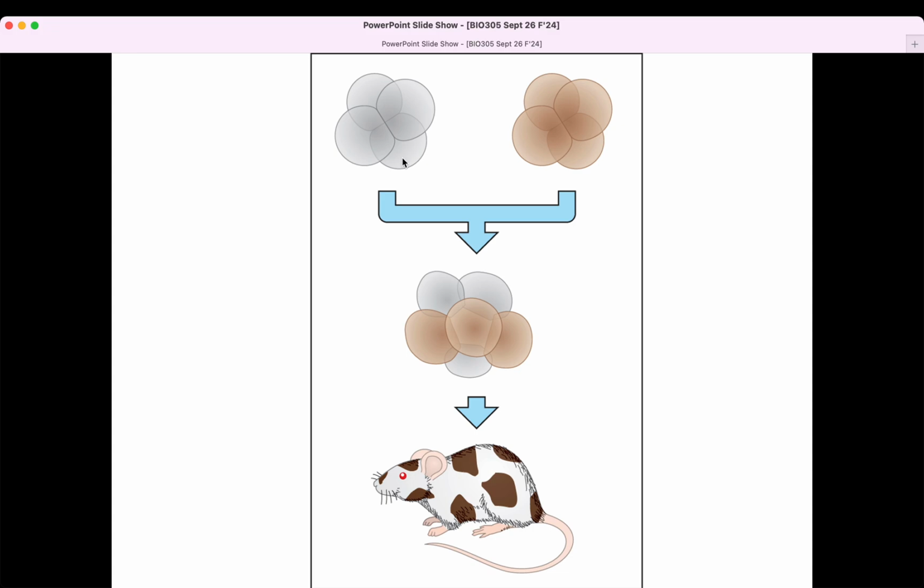Is there any risk of rejection? No, because it's way before there's an immune system. Gotcha. Okay. Yeah, and it works just fine. And so it's a general term, it's called a chimera.